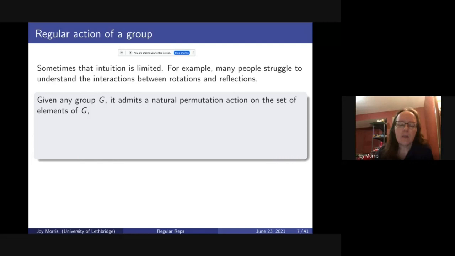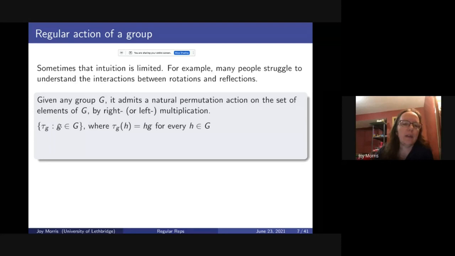Given any group G, it admits a natural permutation action on the set of its own elements by either right or left multiplication. For any element little g in our group G, we can define a map tau_g by tau_g of h is h right multiplied by g, for any element h in our group. This is called the right regular action.